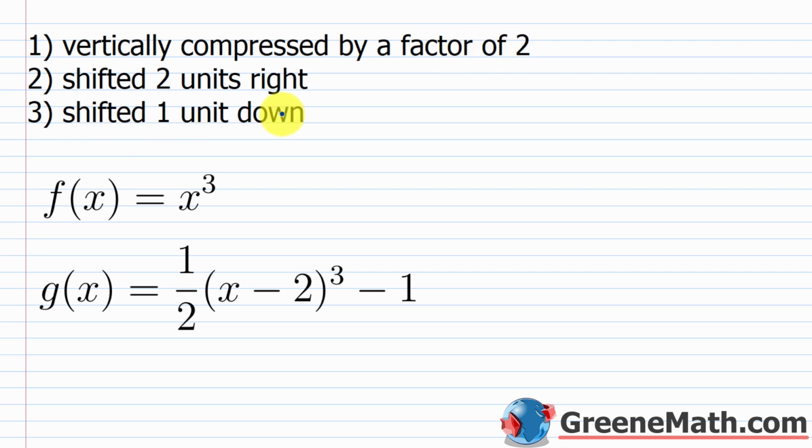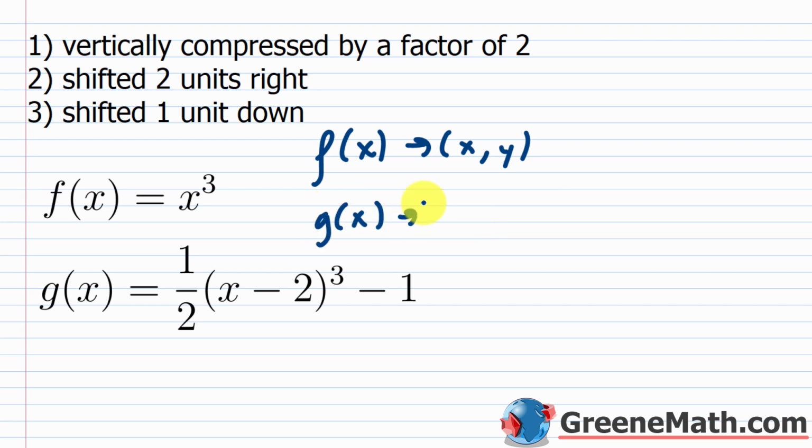Let's say that on f of x, we have some x comma y. When we go to g of x, in terms of my x, I'm just shifting 2 units to the right, so it's going to be x plus 2. And in terms of y, I'm going to multiply by 1/2, or again, you could divide by 2, and then once that's done, I'm going to subtract away 1. So this is y over 2, and then minus 1.